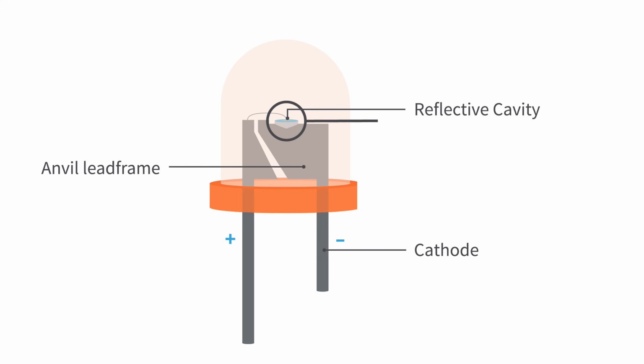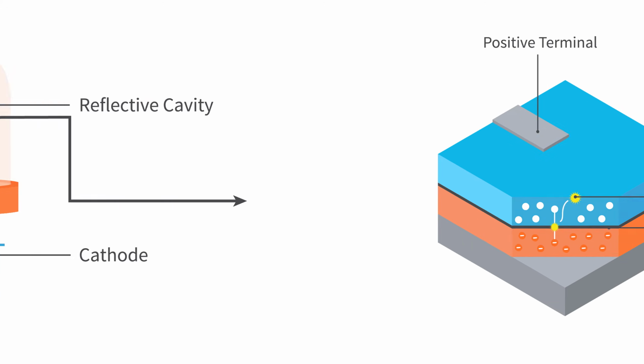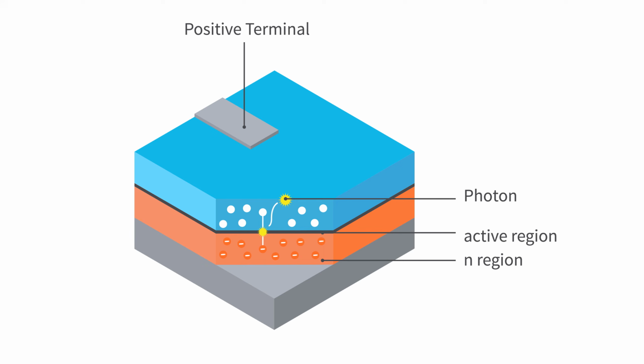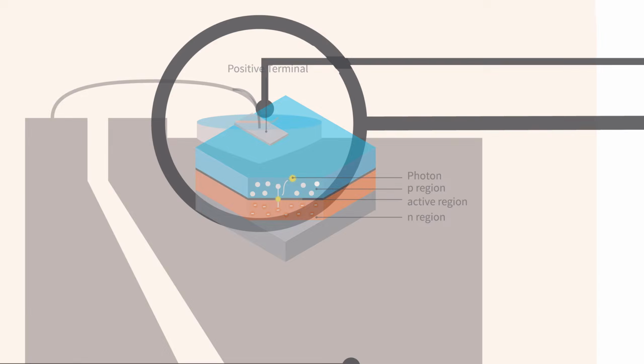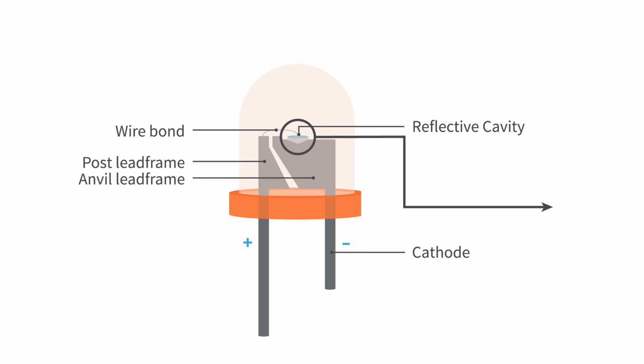Using a 5mm LED, you can see how this combination on a semiconductor level is actually implemented into something useful. If you try to look at what's inside a 5mm LED, you can see that the lead frame connected to the cathode terminal, also known as the anvil, holds the semiconductor material. The reflective cup, which is connected to the anvil, actually holds the semiconductor material. The N region is placed at the bottom, so it's connected to the cathode terminal, while the P region is at the top. Then there's just a wire that connects it to the post lead frame, which is connected to the anode terminal.